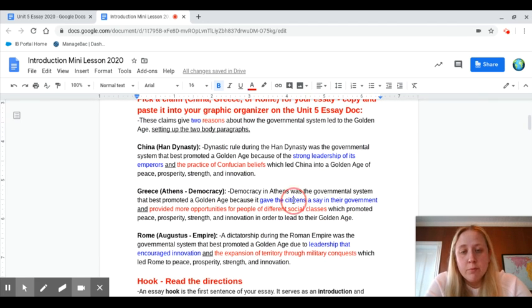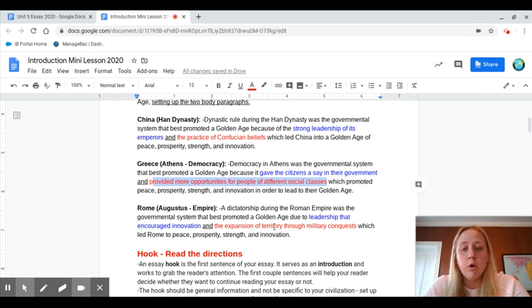So keep in mind, you have these claims up here. Keep in mind, these blue and red, they're setting up your 2 body paragraphs, right? So make sure you pick one that you are like, yeah, I can find good evidence for that. I remember learning about that. That's something I want to write about, right? So again, if you're going to choose China, the Han Dynasty, you'll be thinking about the strong leadership of its emperors and Confucianism. If you're going to choose Athens, citizens having a say and more opportunities for people of different social classes. Rome, leadership that encouraged innovation, right? So those Pax Romana achievements, and the expansion of territory through military conquest.